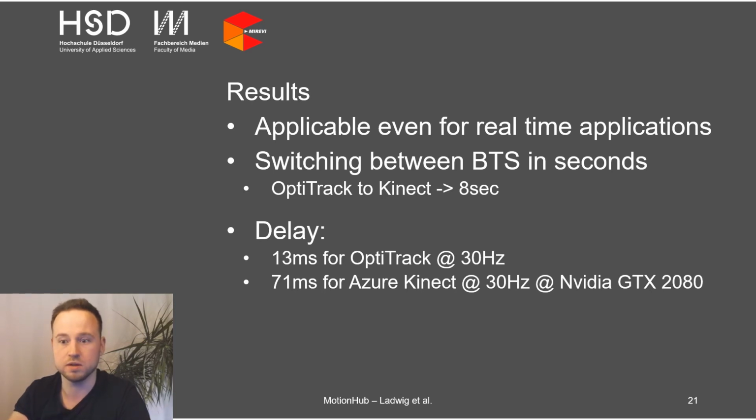We chose only 30 Hz in order to be able to make a fair comparison with the Kinect, which runs with a maximum of 30 Hz refresh rate. While using Kinect, we measured 71 milliseconds of delay. One important aspect of the architecture of MotionHub is that each native BTS implementation in MotionHub runs on its own thread, and as soon as new data is available, it is sent to the client by another separate and independent thread.